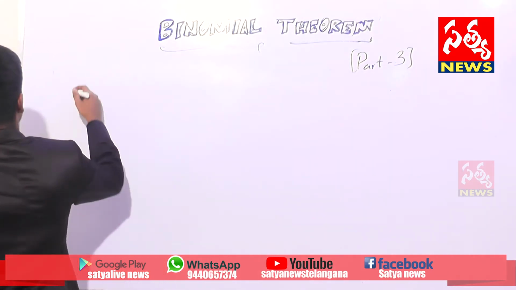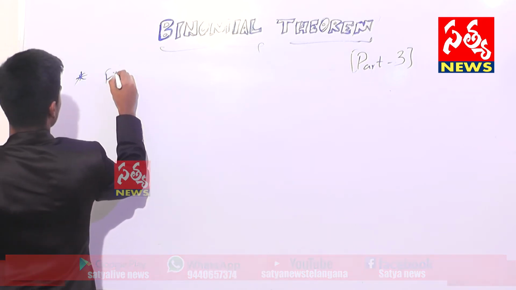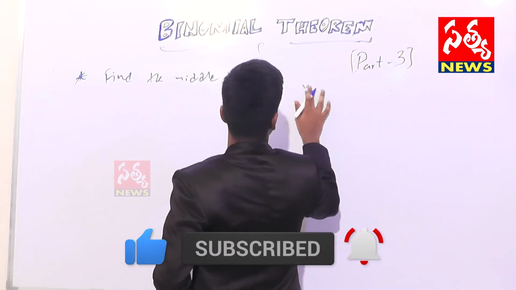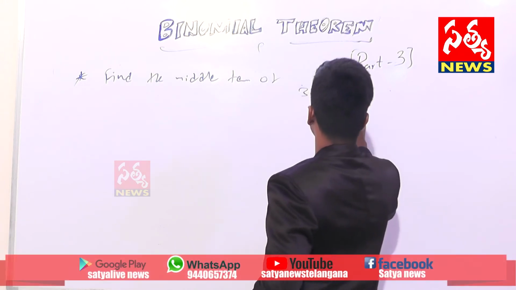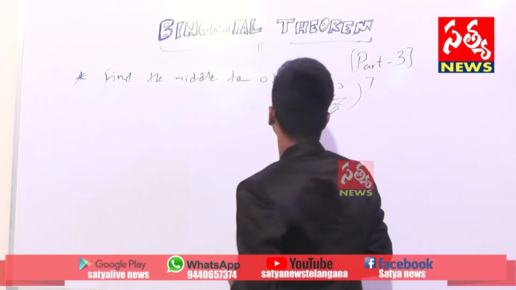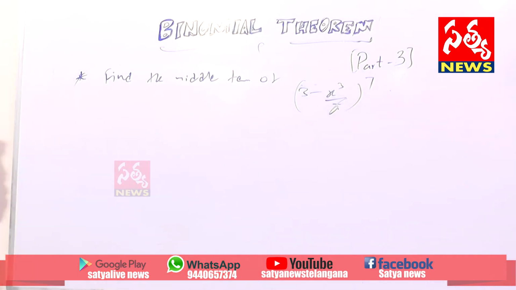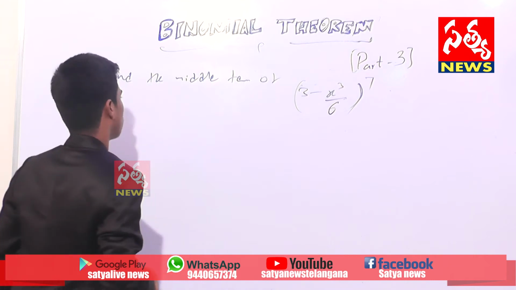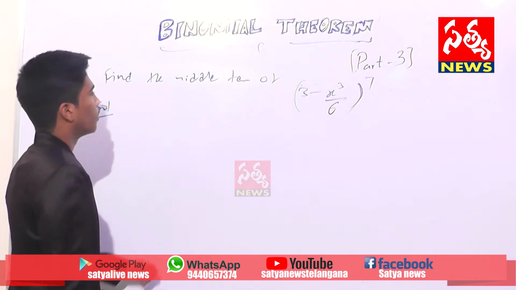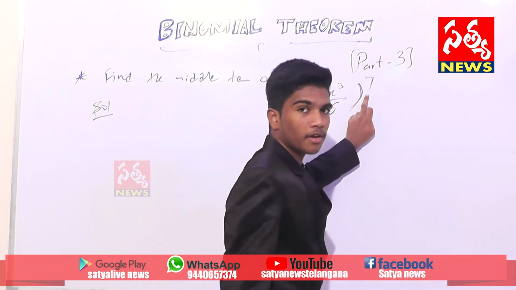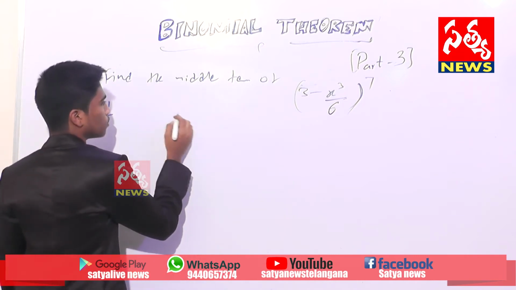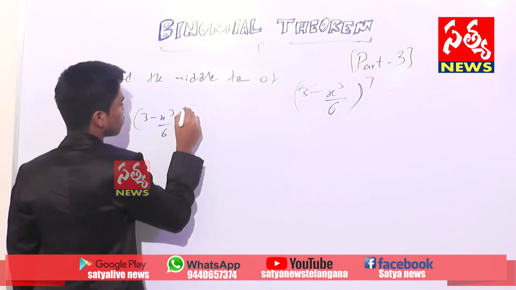Let's solve a problem. Find the middle term of (3 minus x cube by 6) whole power 7. Think for a while. Here x cube by 6 is the second term. Now, as the power n is 7, which is odd, there exist two middle terms. So, first of all, write the expansion.